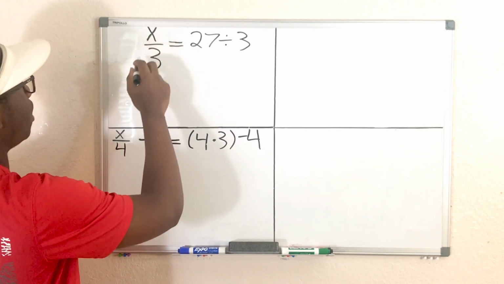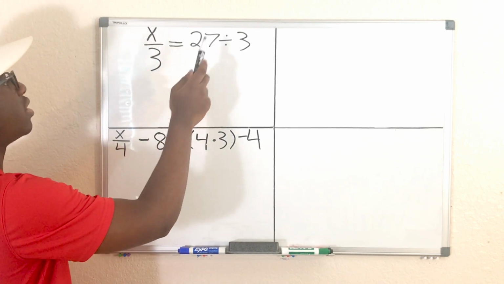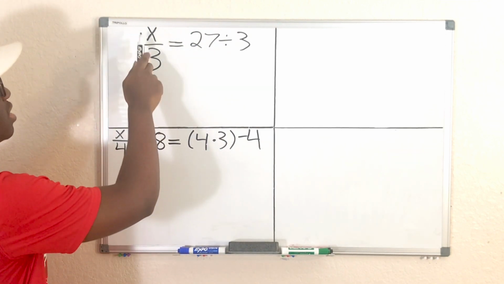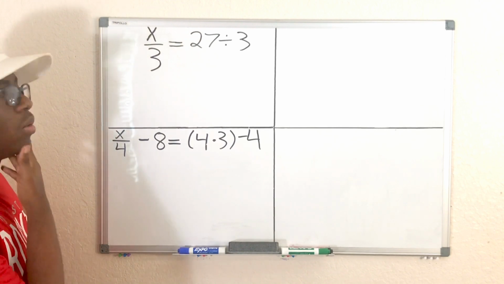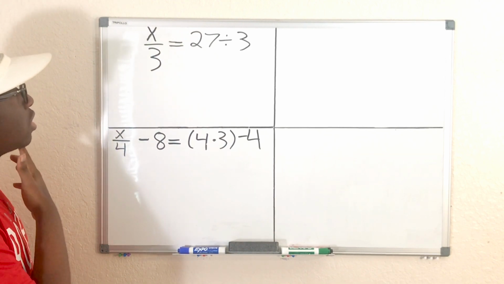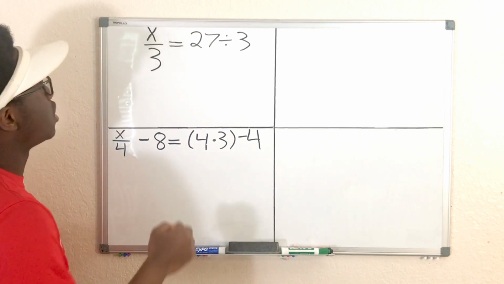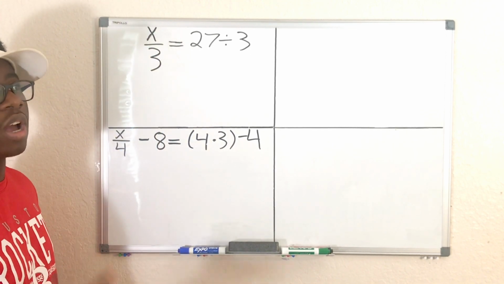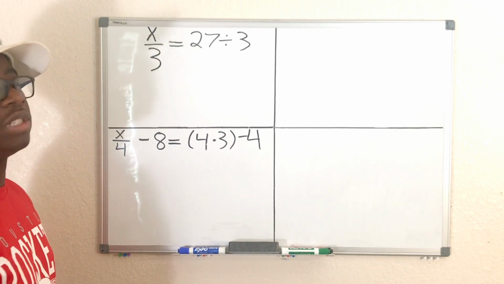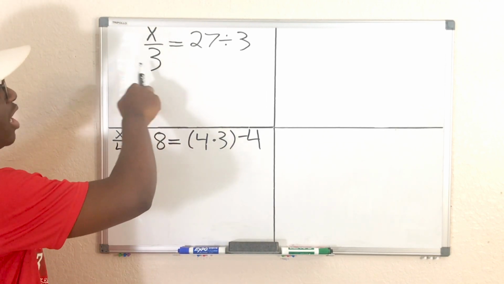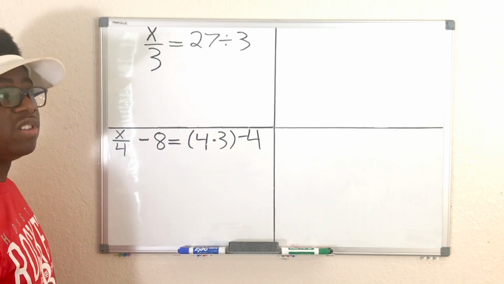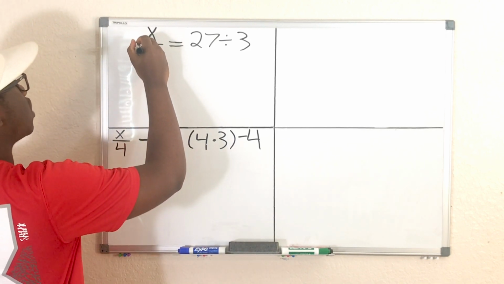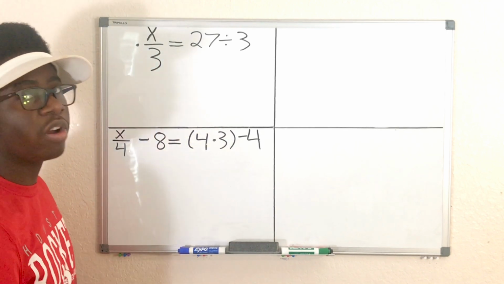We have x divided by 3 is equal to 27 divided by 3. So you might be asking, how do I get this x by itself? Well, we're working with reciprocals, so meaning opposite. So whenever you're working with x combined to something, just think, what is the opposite of what x is combined to? So x is being divided by 3. So what's the opposite of dividing by 3? Multiplying by 3.